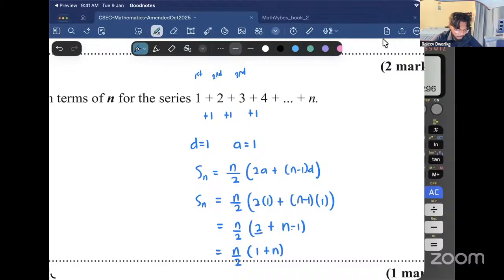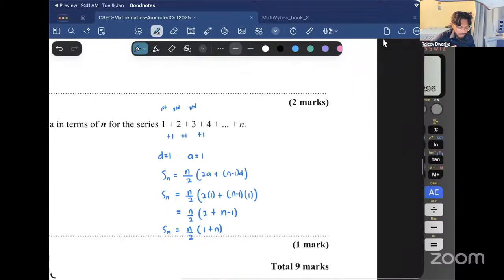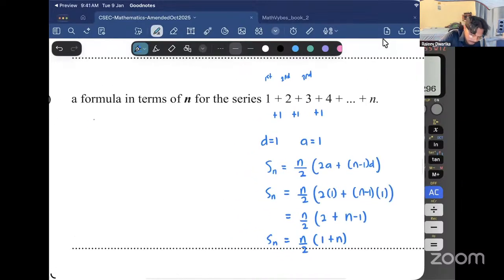Wait, you lost me for the last part. Alright, so we have 2 plus n minus 1, right? Oh, wait, 2 plus n minus 1. What's 2 minus 1? Oh, just 1. Now, time to see if this is correct.